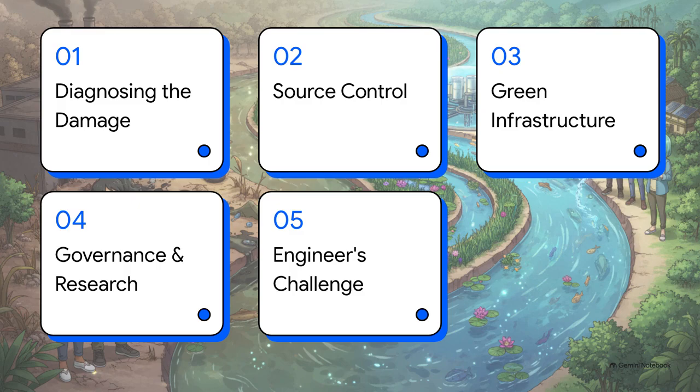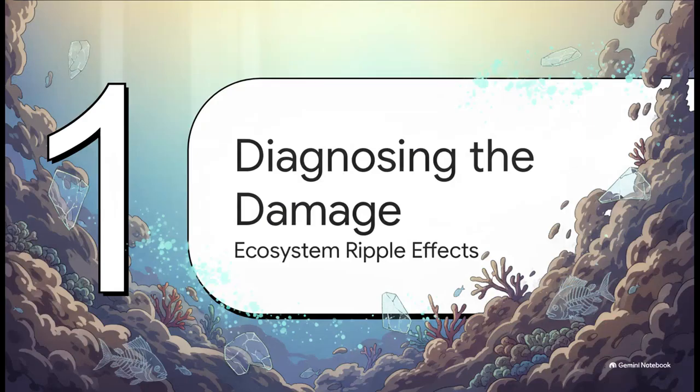Here's our quick syllabus for today. We're going to start by diagnosing the damage, and then we'll open up the engineer's toolkit, looking at source control, recycling, and green infrastructure. Finally, we'll wrap up with governance and the ultimate challenge for future engineers. All right, Section 1, diagnosing the damage and looking at the ripple effects on our ecosystems.